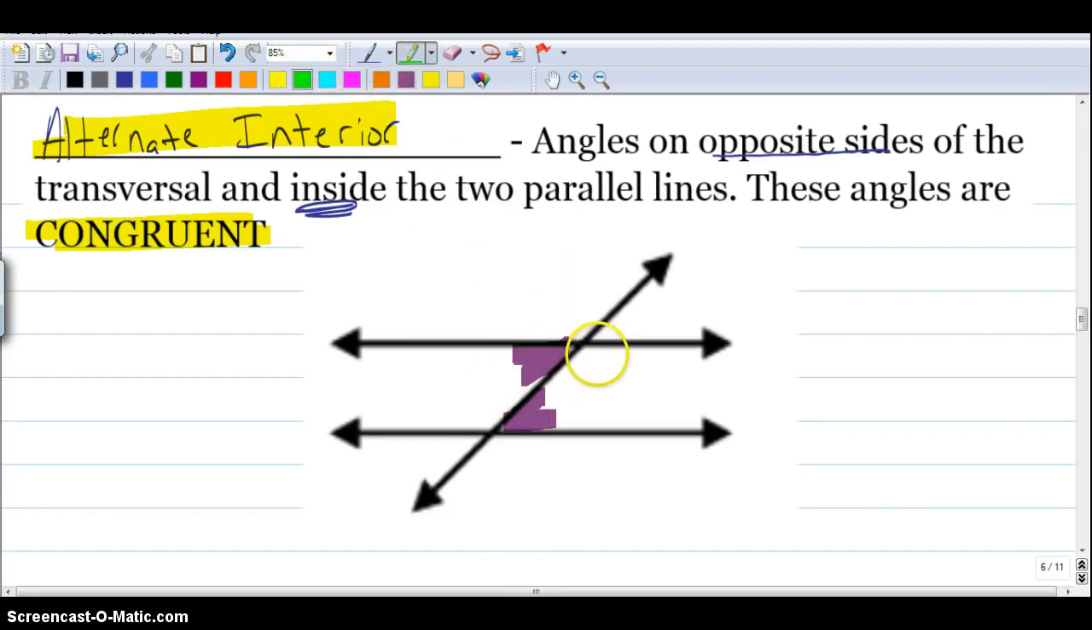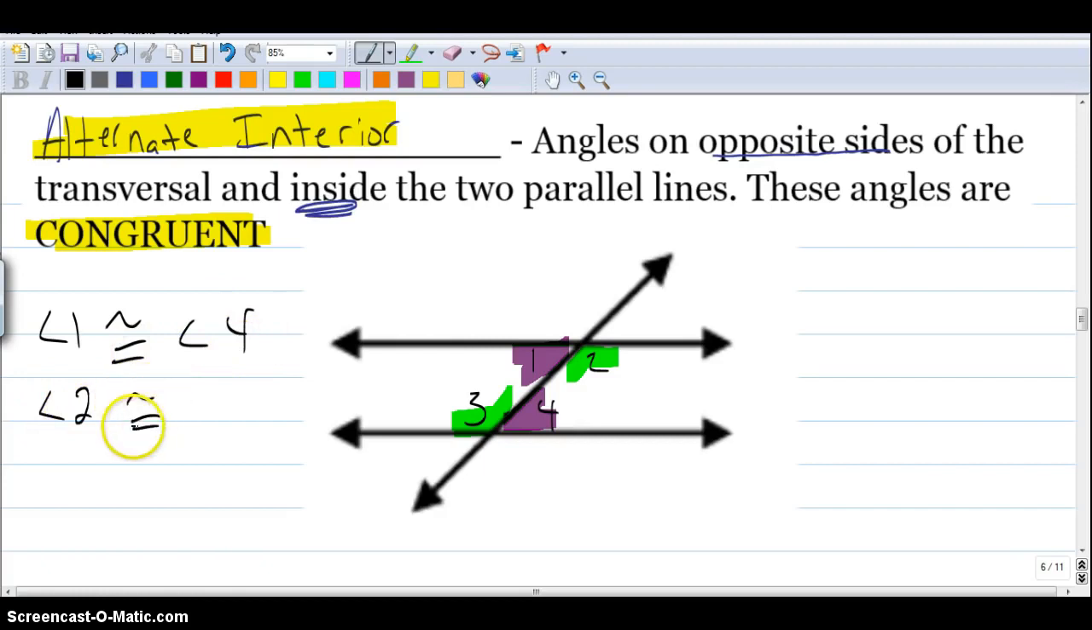Same thing here. That one and this angle here. They are on different sides of this transversal line. One's on the left, one's on the right, one's on the top, one's on the bottom. Right? So you want to put numbers here that you can understand. That's 1, that's 2, that's 3, that's 4. Angle 1 is congruent to angle 4 here. And angle 2 is congruent to angle 3 in this particular question. So those are alternate interior angles.